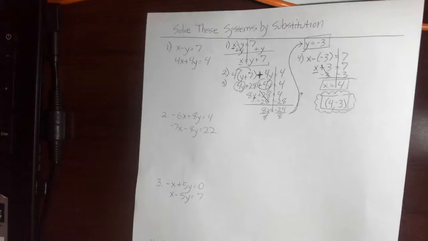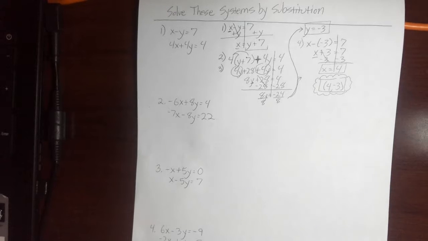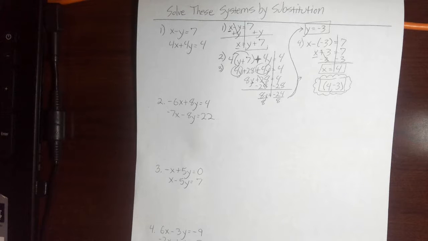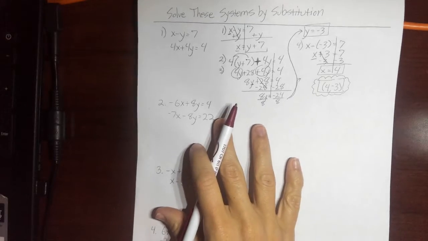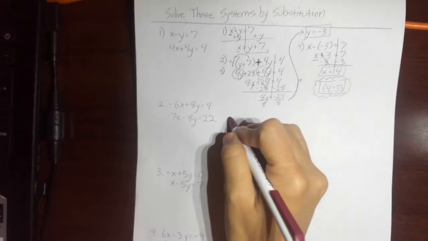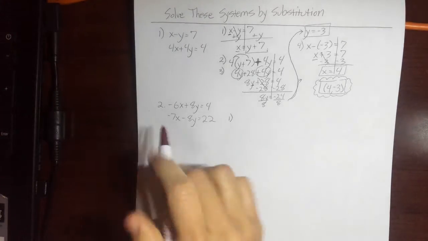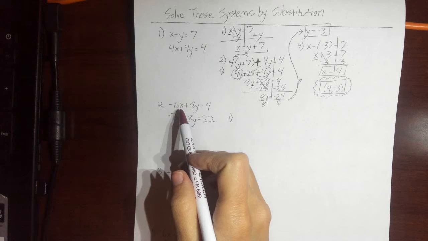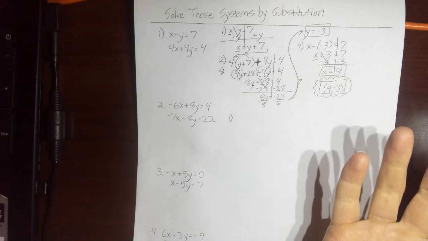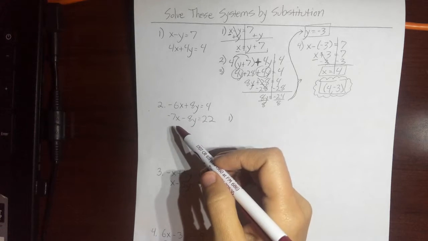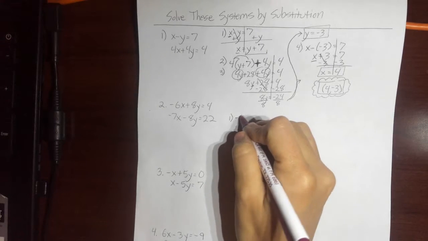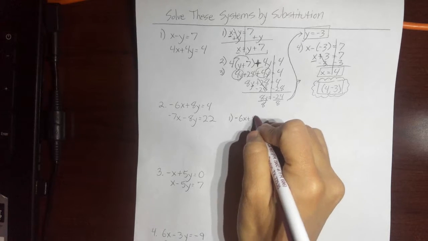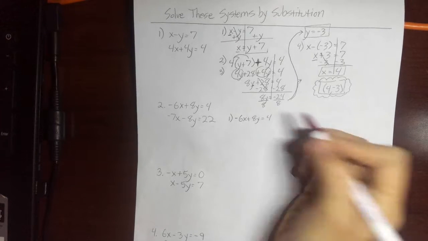Alright, so let's go to the next one, number 2. I'm going to do number 2, and then I'm going to let you guys do 3 and 4. Okay, so same thing on number 2, our first step is we're going to solve for a variable. I'm going to do negative 6x plus 8y equals 4.